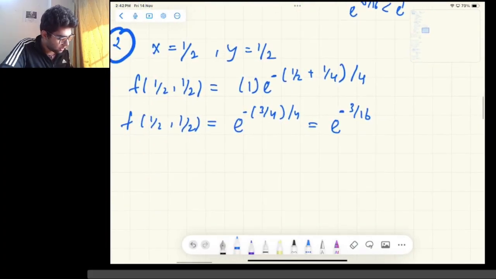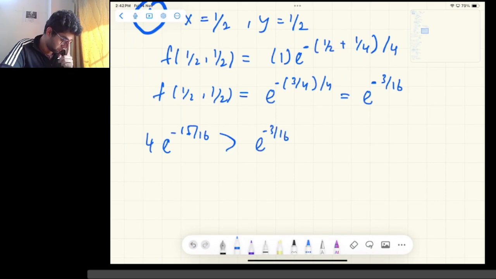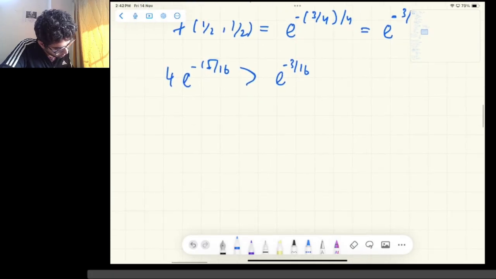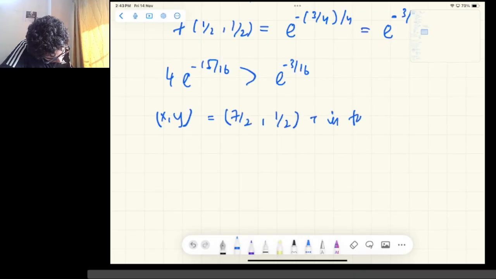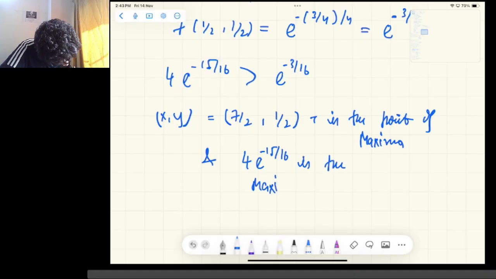Right, so we can clearly see that 4 into e to the power minus 15 by 16 is obviously greater than e to the power minus 3 by 16. So my point x comma y, which is 7 by 2 comma half, is the point of maxima, and 4 e to the power minus 15 by 16 is the maximum value, right? So this was our fourth question.